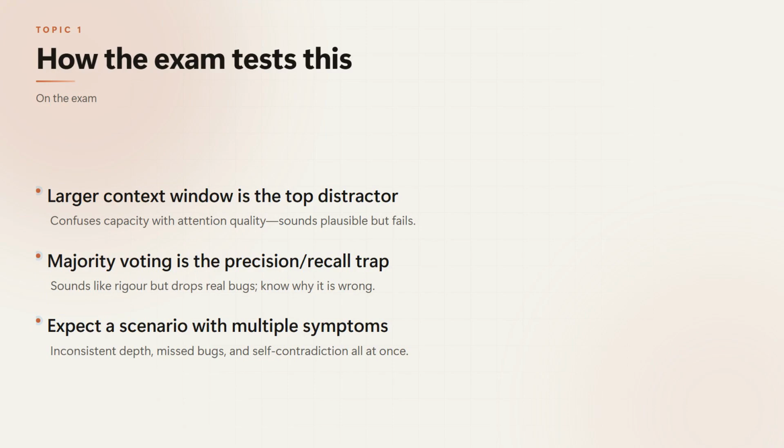Requiring 2 of 3 runs to agree drops findings that were caught once and were real. Expect a scenario question where a review shows inconsistent depth, missed bugs, and self-contradiction all at once. That is your cue to name attention dilution and design the split.